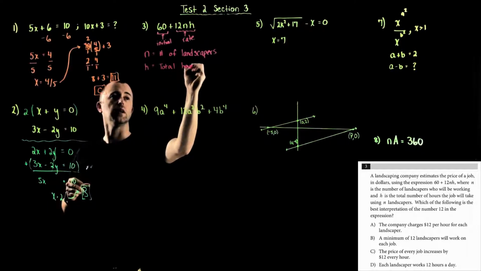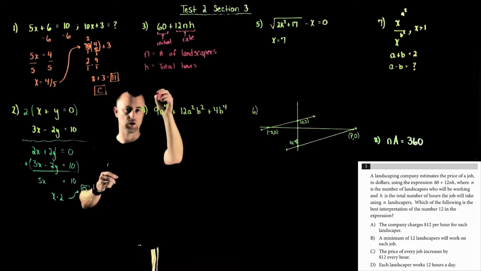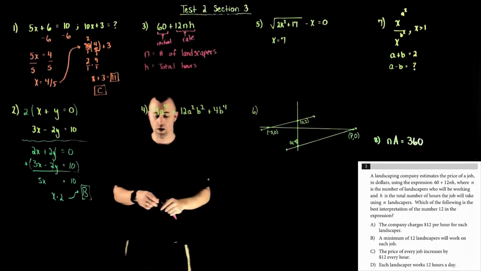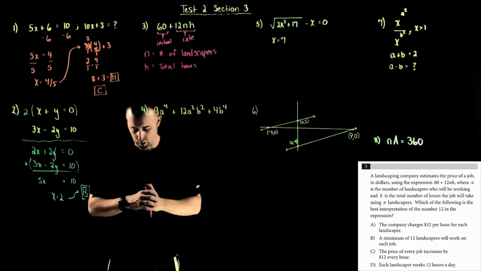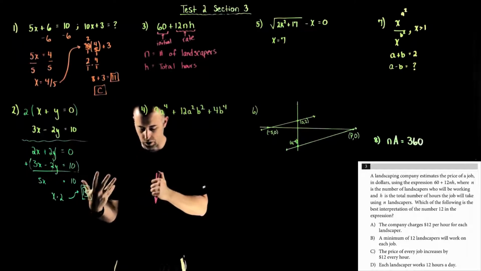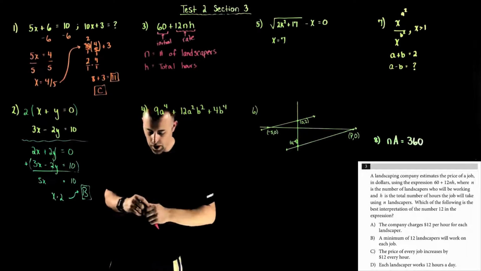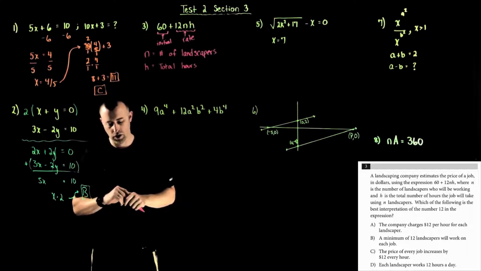And again, you don't have to write that down. I would just use my pen and circle it in the problem. I just don't have that option here. So that's what those variables represent. H is the total number of hours it will take using N landscapers. Which of the following is the best interpretation of the number 12?